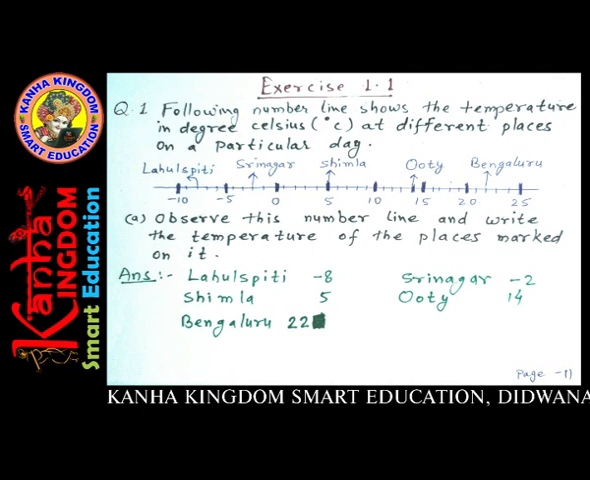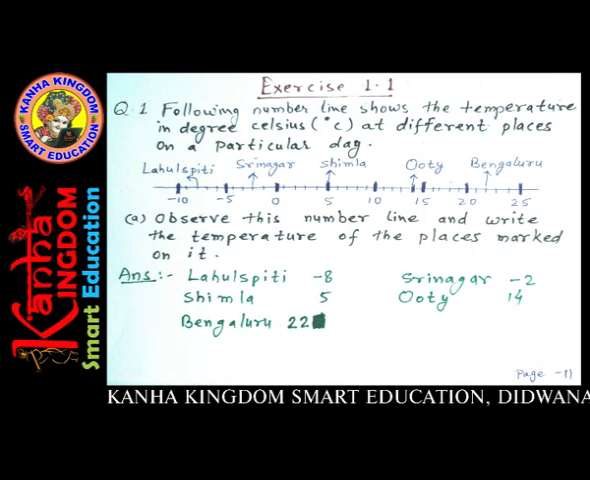First part of this question. Observe this number line and write the temperature of the places marked on it. Let's first take Lahaul Spiti, which is situated between -5 and -10. The difference in this is 5 degrees centigrade.